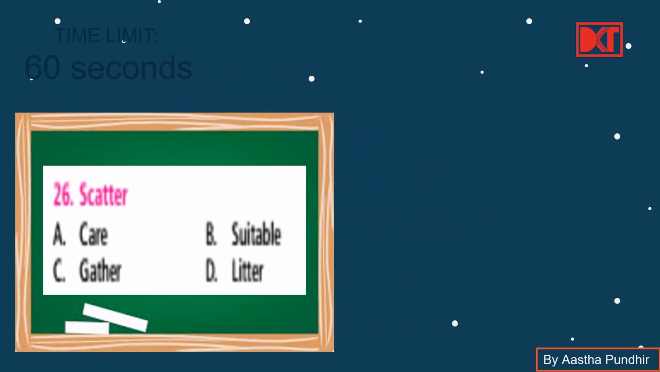Okay, so the next word we have is scatter. Here the options are care, suitable, gather or litter. Scatter, like spreading something. The opposite could be gather, you know, gathering it at one place, assimilating it. Scatter could be synonymous to litter as well. When you litter on the roads, it means spreading wrappers and plastic things on the roads. That's littering.